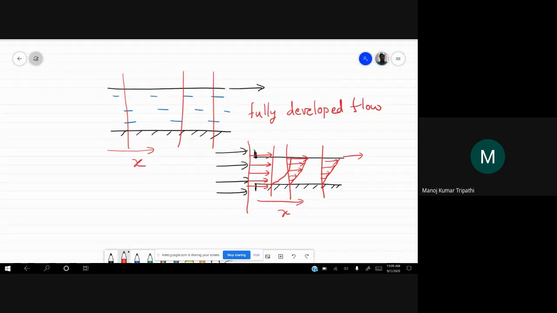But here we are assuming that it is fully developed. So whatever cross section we are taking, every cross section has the same velocity profile. So these are the assumptions: fully developed flow, steady flow, laminar flow. In that case, this geometry in which this flow is happening is known as Couette flow.